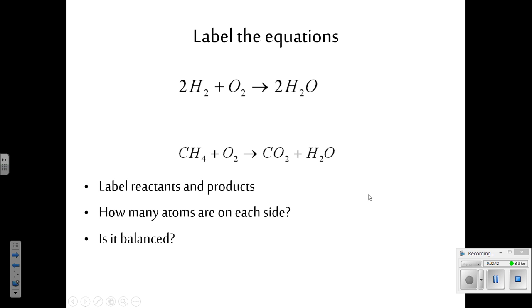These two examples are just some simple equations. What I want you to do is actually label the reactants and products on each side, and then tell me how many atoms are on each side. So actually list it out. Hydrogen, there's this many on the left, and oxygen, there's this many, and do the same for the right to figure out if it's balanced. If it's not balanced, you'll need to figure out what numbers would go there to help you balance that. So pause the tape for a minute, see if you can do this on your own.